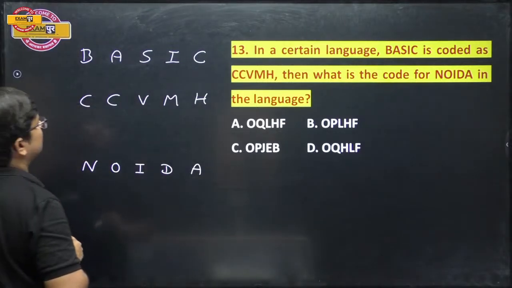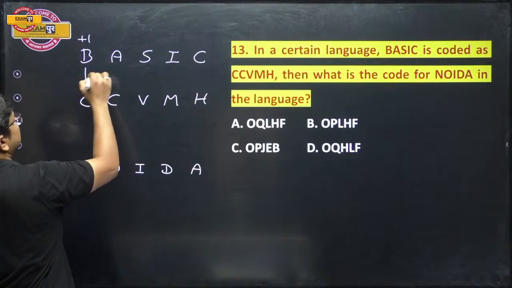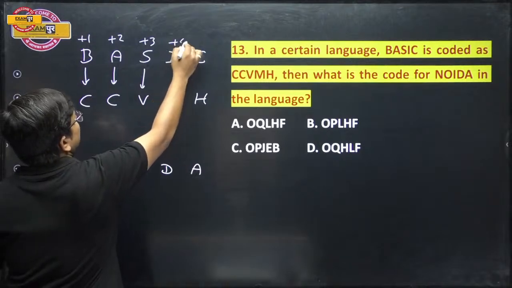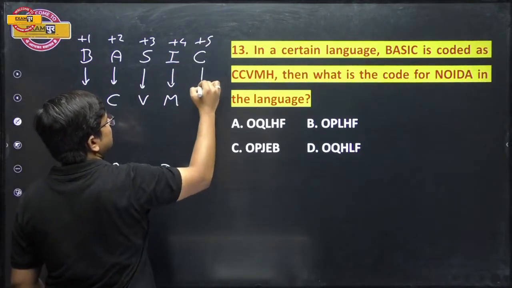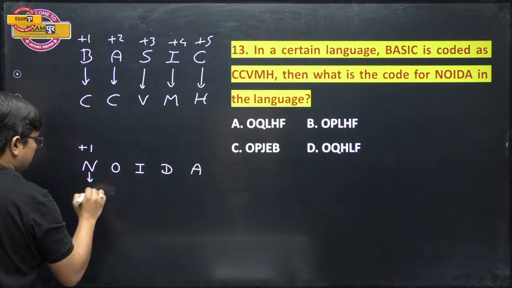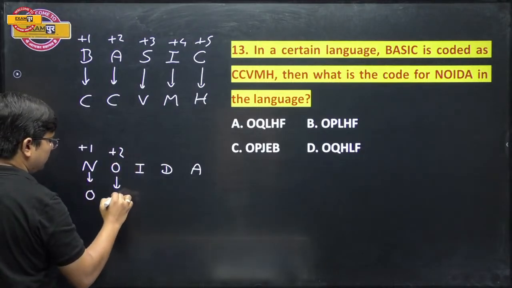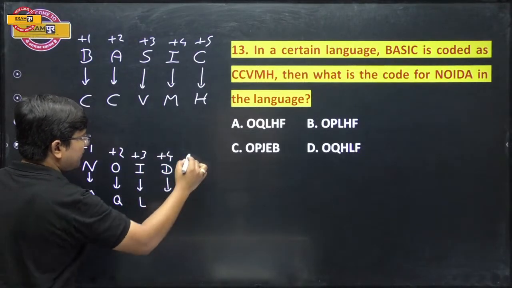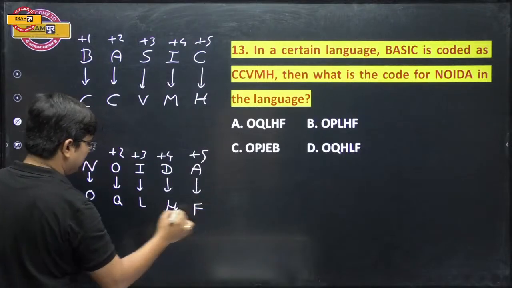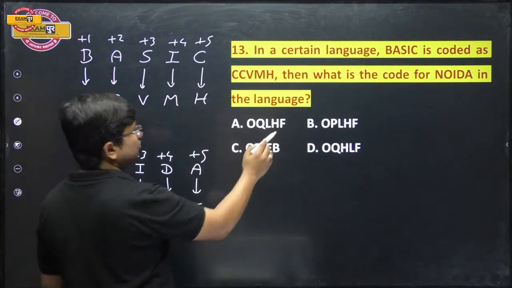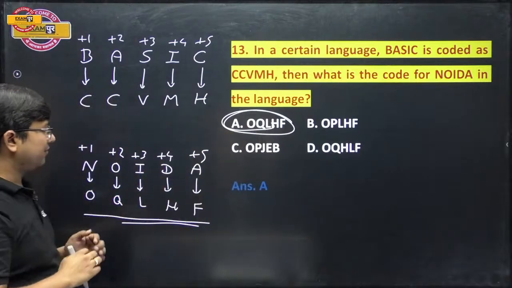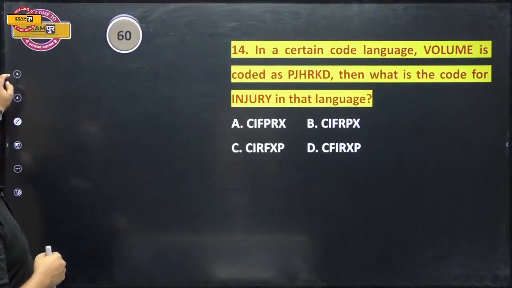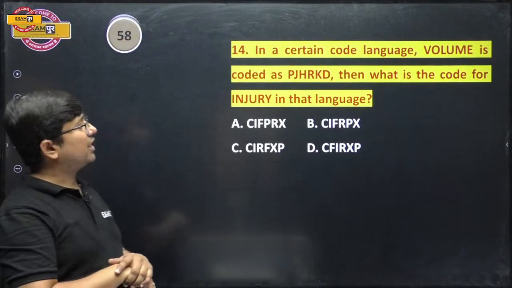Now see, my dear students, what is happening? B plus 1 is C, A plus 2 is BC, S plus 3 is TUV, I plus 4 is JKLM, C plus 5 is DEFGH, N plus 1 is O, plus 2 is PQ, I plus 3 is JKL, D plus 4 is EFGH, A plus 5 is BCDEF. OQLHF. Answer is option number A. Getting it? Yes or no? Moving ahead. Solve this one. Okay.